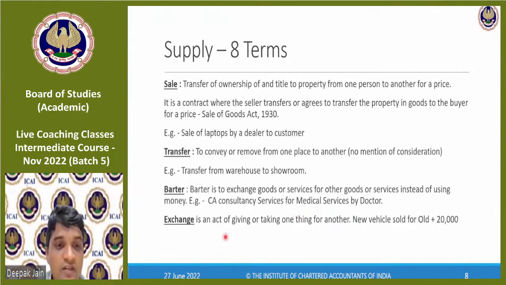Now, what is the difference between barter and exchange? Exchange is an act of giving or taking one thing for another, but there is something more involved. So if I agree to sell my old vehicle and I get a new vehicle, but it will not be for the same value. If it is the same value, it's barter. But if I sell my old vehicle and he gives me a new vehicle, then he says some differential I have to pay, that is an example of exchange. So barter is no consideration involved. When there is some consideration involved, it's an example of exchange.